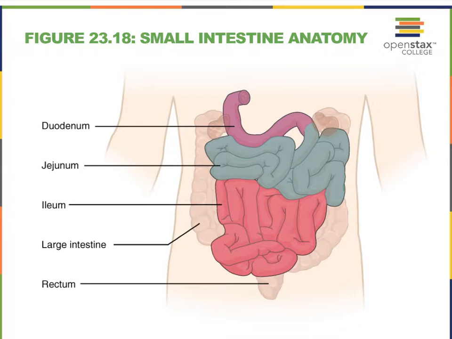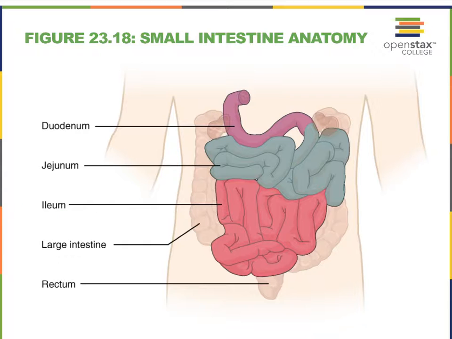The most proximal portion of the small intestine that connects directly with the stomach we could refer to as the duodenum. It's also the shortest section. We see it here in the purplish color. The middle portion of the small intestine is referred to as the jejunum. And then finally, the most distal and longest portion, which directly connects with the large intestine, is called the ileum.